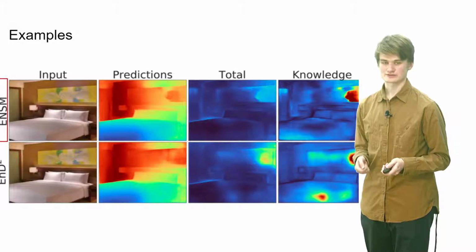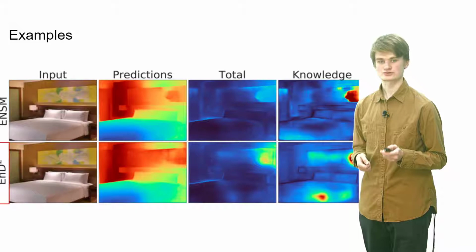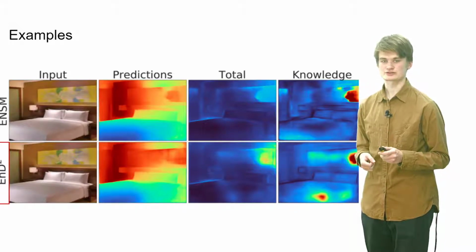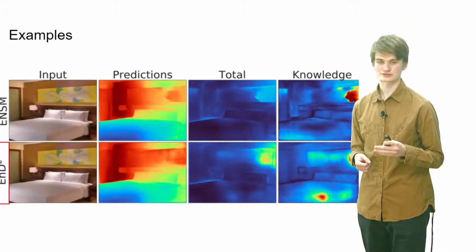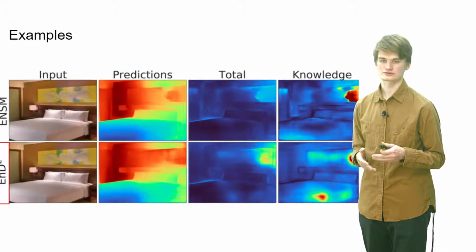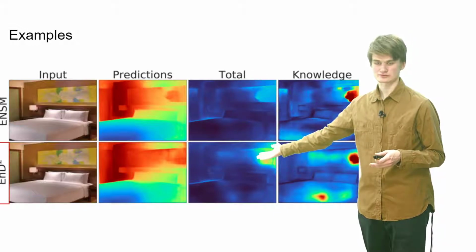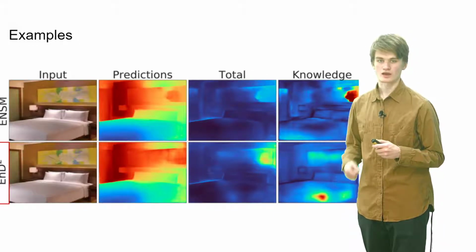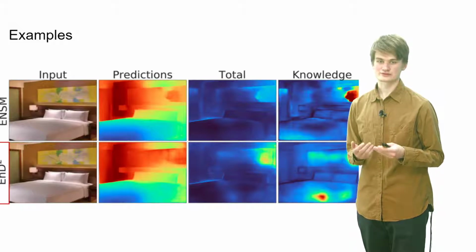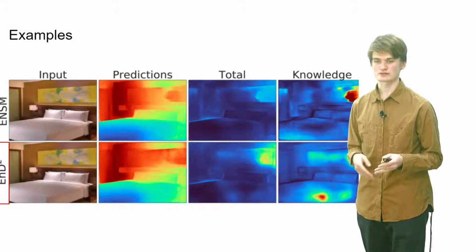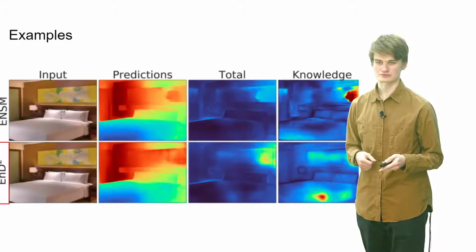There are two methods here, ensembles and ensemble distribution distillation. Note that ensemble distribution distillation predictions are quite similar to the whole ensemble. This is on top and on the bottom. While it uses much less memory and computational time during inference.